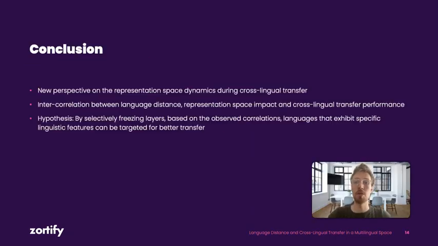In conclusion, our paper offers a new perspective on the representation space dynamics during cross-lingual transfer, as we did not focus on the relative impact on the representation space, meaning the cross-lingual alignment, but on the absolute impact on the representation space of a given language. While doing this, we observed an intercorrelation between language distance, representation space impact, and transfer performance. Using these observations, we came up with a hypothesis which would allow us to reduce the transfer gap by making it possible to target specific languages that differ linguistically from the source language. We performed 3 small experiments that aim at proving the validity of our hypothesis.